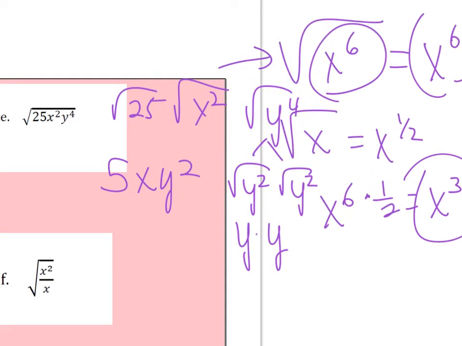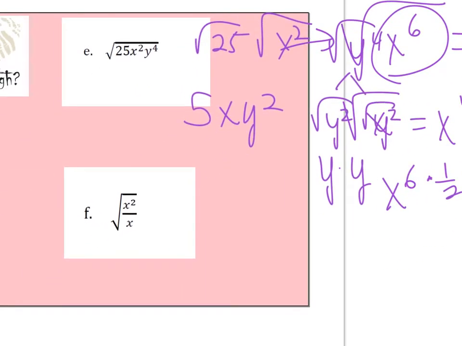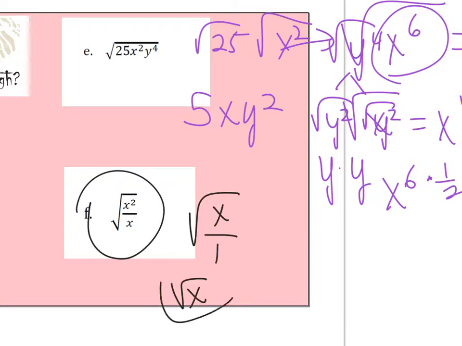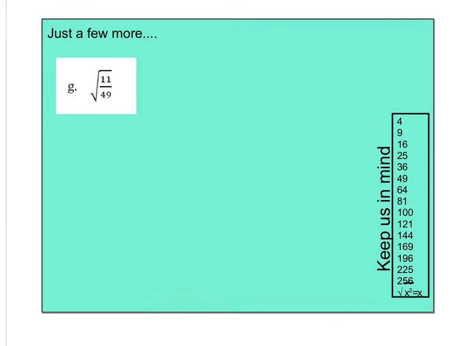So just another way to think about it, if you want, is that it's going to be raised to the power of 1/2. So if I look at f, x squared over x, if I simplify that, that's going to be square root of x over 1. So that'll just be square root of x. That's as far as I can go with it.